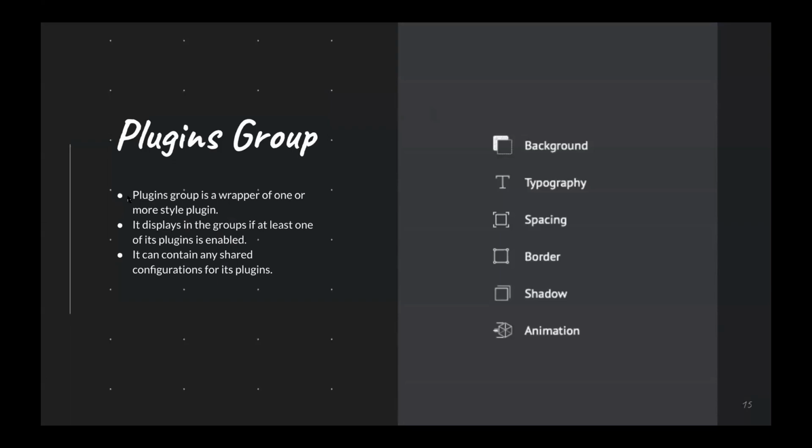We have described the plugin group. Right now, our inventory of Bootstrap styles has background, typography, spacing, border, shadow, and animation. These are the plugin groups we already visualized. But as I mentioned, you can restrict any of these groups, or you can introduce your own group.